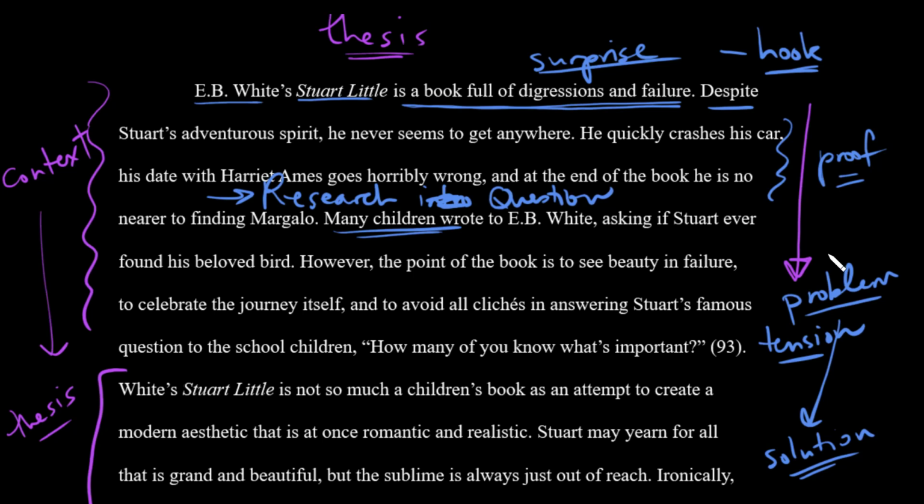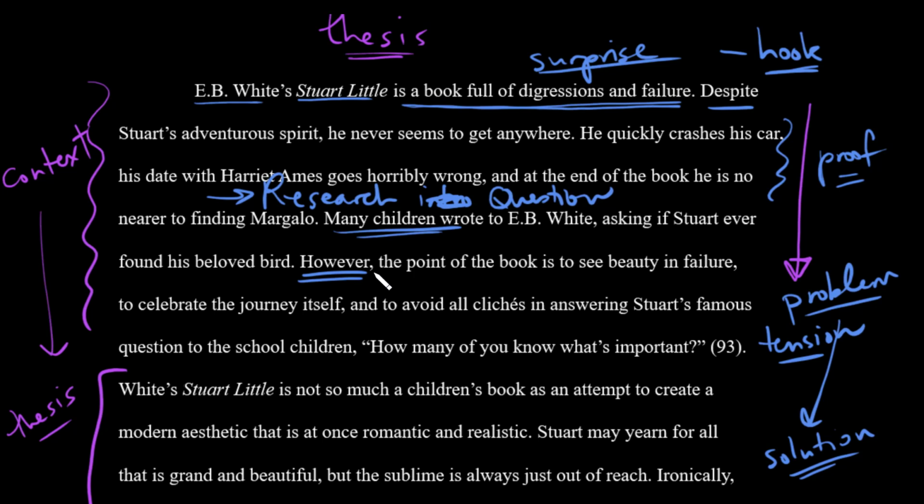That's the problem, and then we need to have a solution. Notice that this introduction here uses this word however, and that's often a common word that you'll see in introductions. It's this sort of shift that happens. So we've set up the problem, and then we say, well, now we can go in a different direction. We can sort of create the solution at this point.